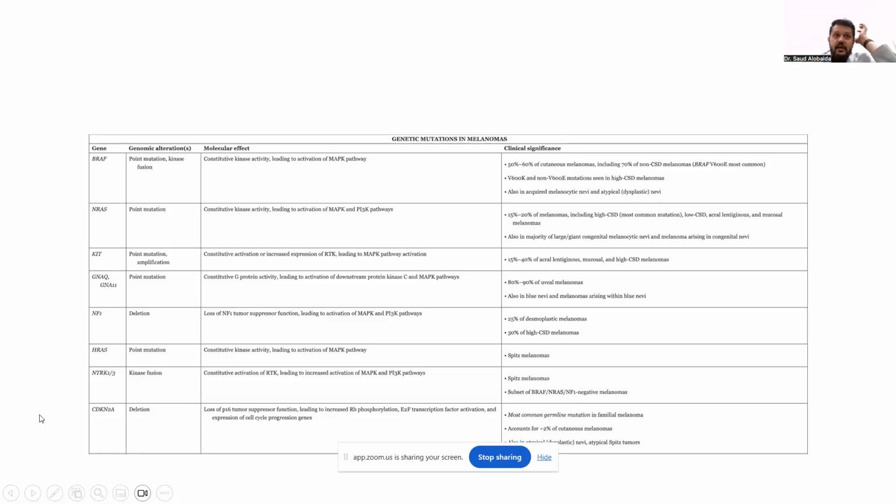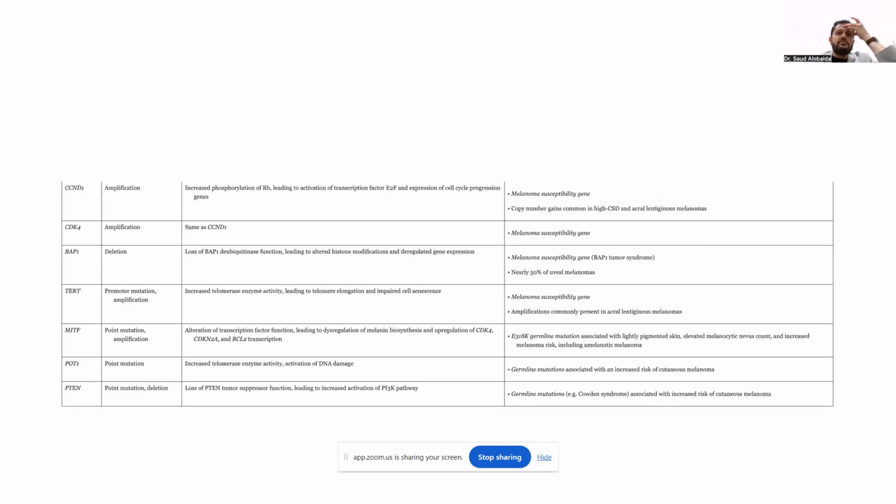And this is the CDKN2A. There's the CME and the JAD talking about familial melanoma syndromes. And these exist. I've seen cases with these, and you see the mutation. It helps with treatment decision.